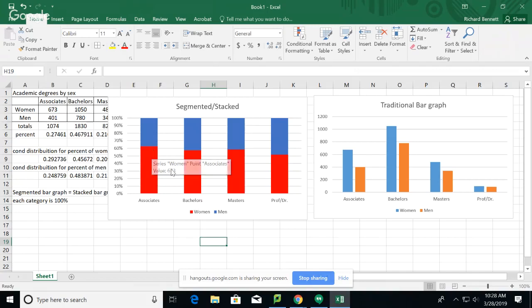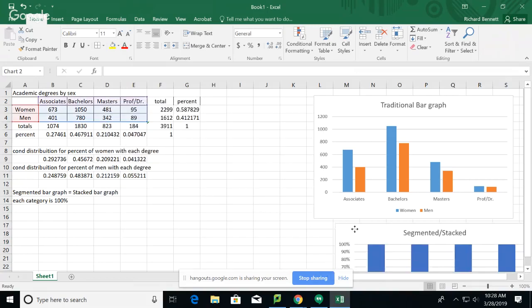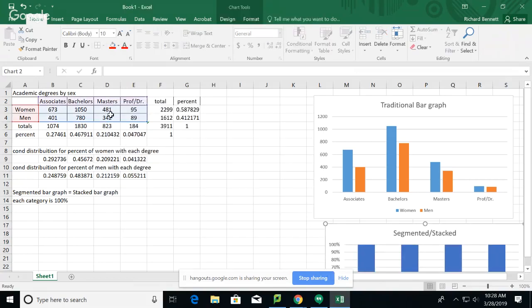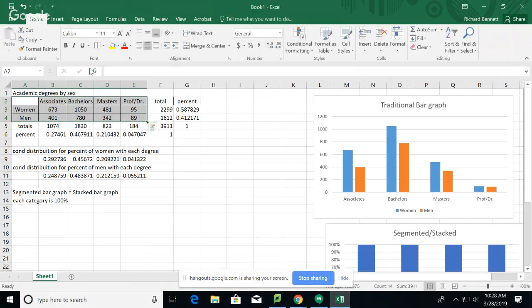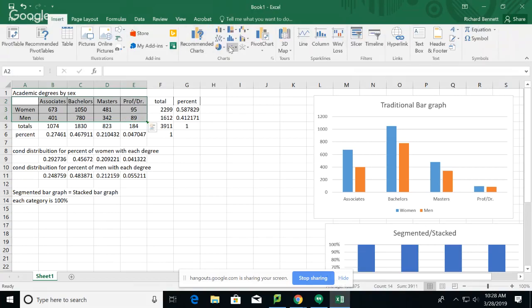Now, let me throw out a third graph on here. And we'll probably want to change those colors too. I haven't tried doing a pie graph on these.